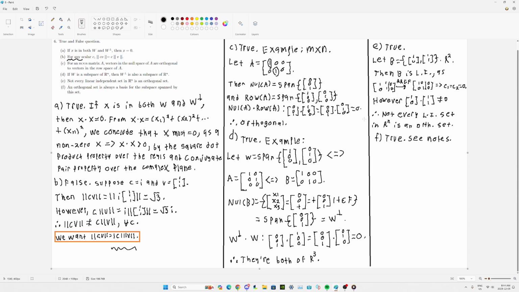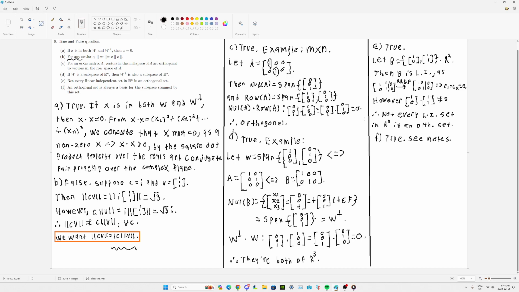Alright, what's the next one? Not every linearly independent set in Rn is an orthogonal set. Yeah, so this is true. We can suppose, just an example once again, because we only need an example to disprove that every linearly independent set is orthogonal. Right, so let B equal (1, 0) and (1, 1). Those are in R2. Then B is linearly independent, as if we were to set up a matrix and solve for our scalars, we see that c1 equals c2 equals 0. Those are all of our c's. So that would be linearly independent.